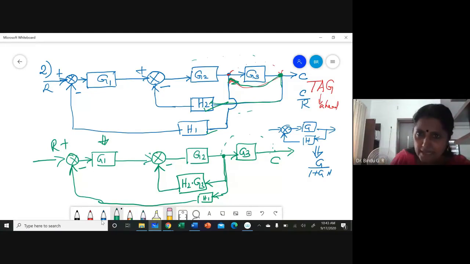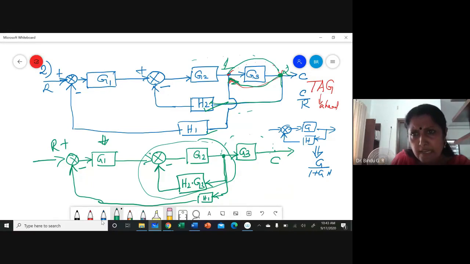Now, why did I take this takeoff point here? Just to make sure that I can get something like this. Or alternatively, I could have taken this takeoff point, takeoff point 1 and takeoff point 2, and which one.